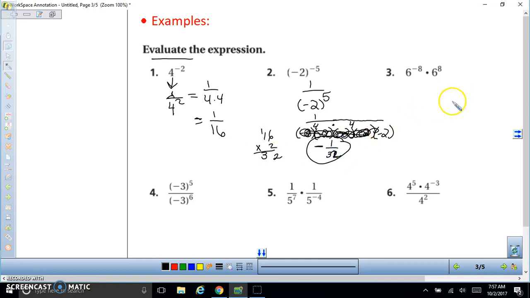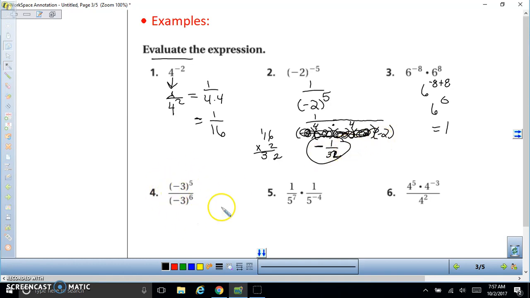Number 3. These are two same bases with a multiplication between them, so I'm going to add our exponents because that's our product of powers rule. So 6 to the negative 8 plus 8 is 6 to the 0, and evaluating, 6 to the 0 is 1. Anything to the 0 is 1 except 0.